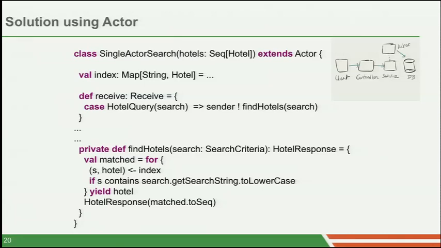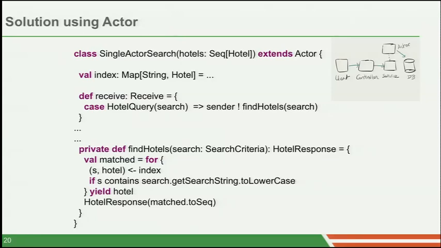Anyway, so in the receive method, we get our hotel query search. Sender is a method defined on actor that, whenever I call it, gives me a reference to whoever sent the message I'm processing. So I have a return address. And this bang means send that actor a message. And that's this thing on the right-hand side. I send it the result of find hotels, which returns a hotel response.